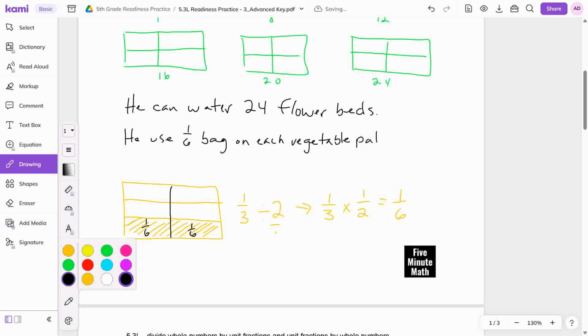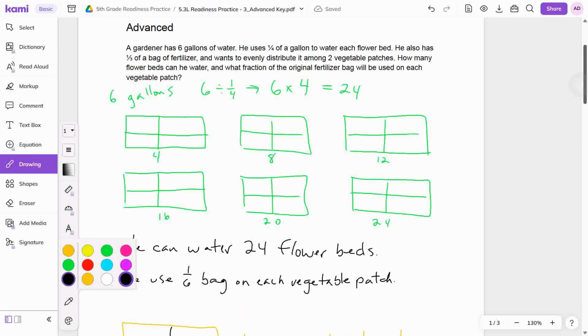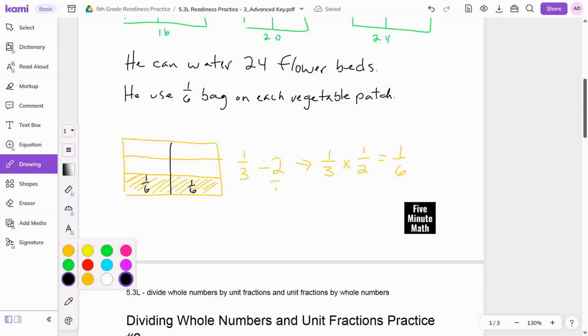All right, so that is going to work. Let's make sure that we've answered all of our questions. Yes, the flower beds and the fertilizer bag on the vegetable patch.